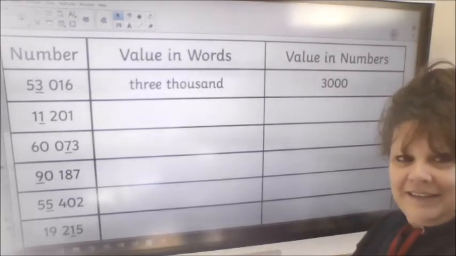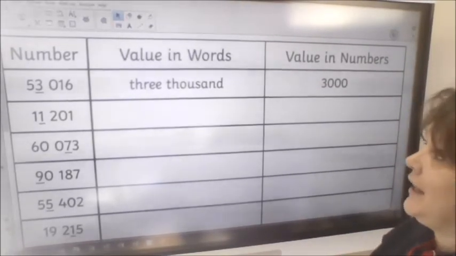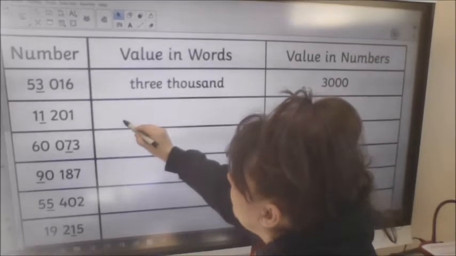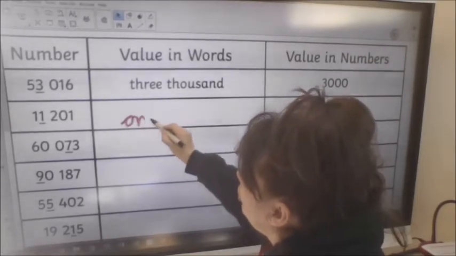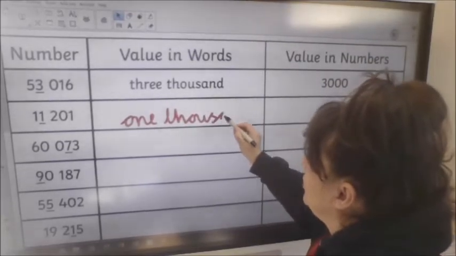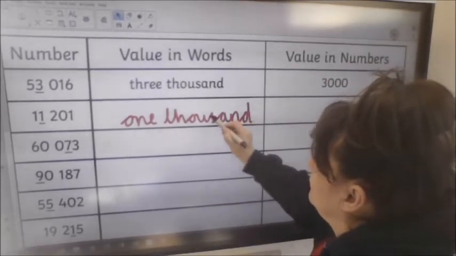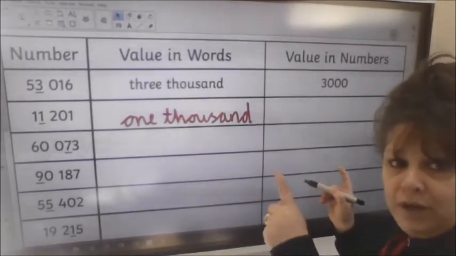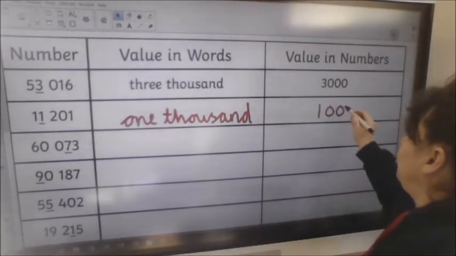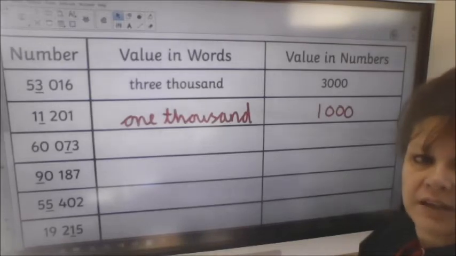Okay, year 6, let's see how you got on, shall we? So, underlined digit here, you should have spotted that that is in words 1,000. I hope you drew the grids out to help you. And then in numeral form, 1,000 like that.